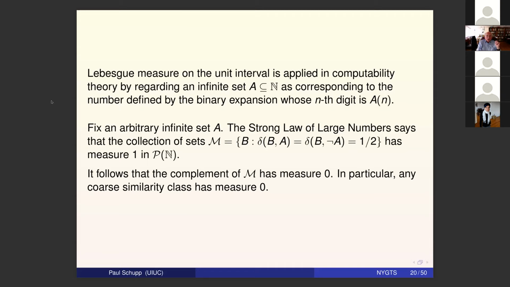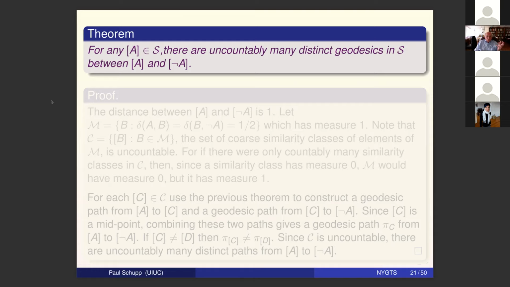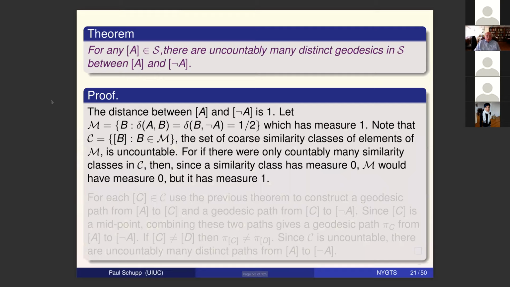We're going to use this. So let's sketch a proof that if we take any class A at any point A in S, there are uncountably many distinct geodesics between A and its complement. As I say, I think of this as a weird sphere. Of course, on the normal two-sphere, if you take two antipodal points, there are uncountably many geodesics. So A and its complement are antipodal points, so this is not so surprising. The distance between A and its complement is certainly 1.